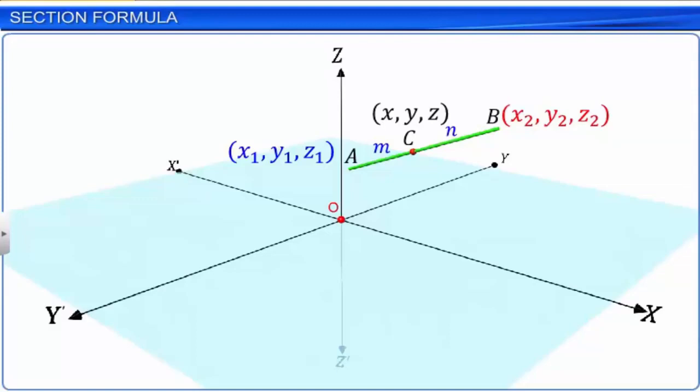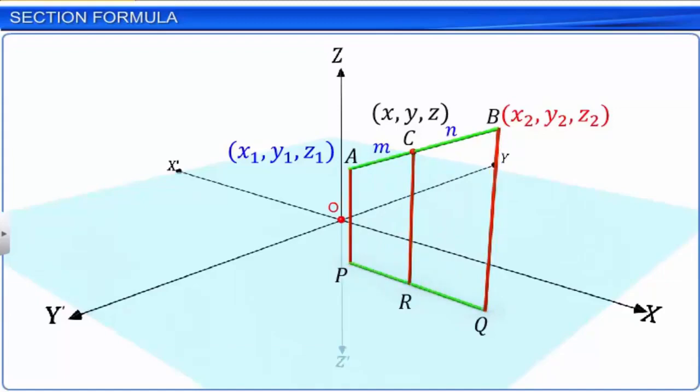We draw perpendiculars from points A, B and C onto the xy plane. Let the feet of the perpendiculars from points A, C and B on the xy plane be P, R and Q respectively. Lines AP, CR and BQ are parallel to each other. The line joining points P, R and Q lies on the xy plane.